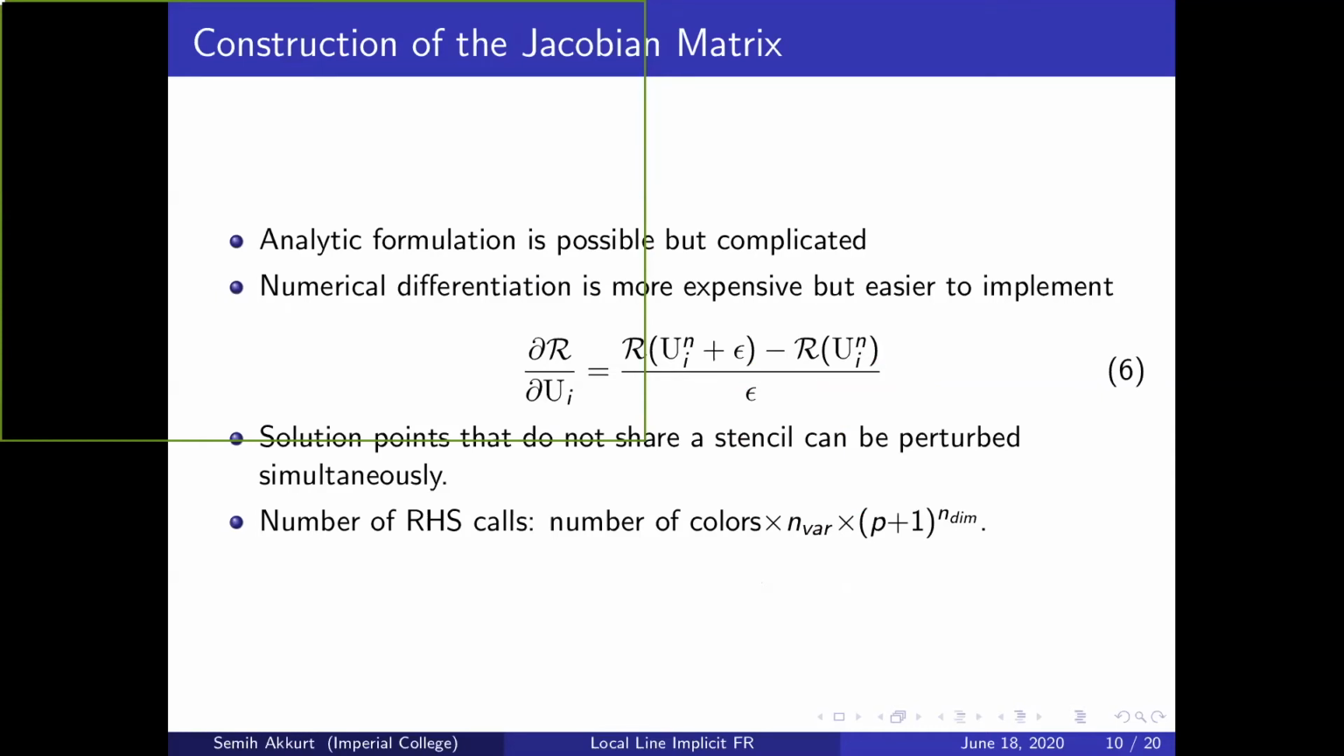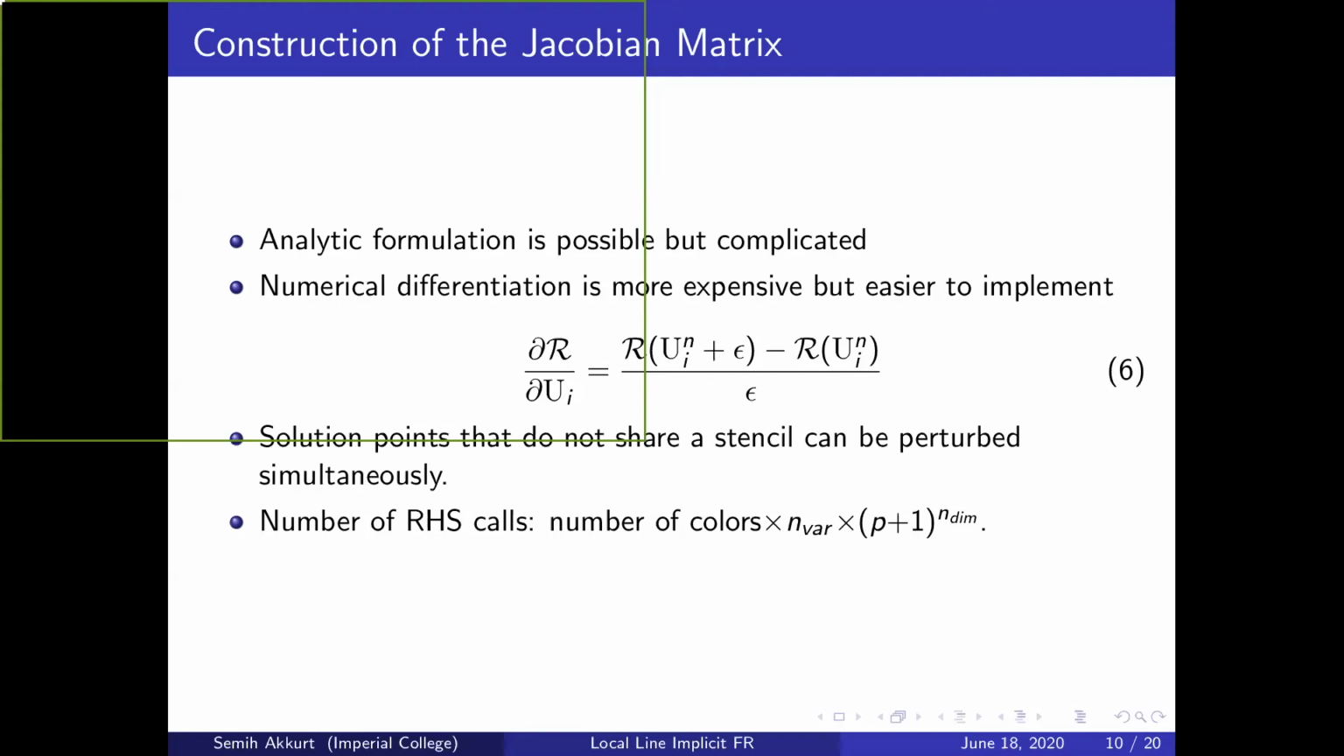So in terms of construction of the Jacobian matrix, there are three different methods. The first one is the analytical formulation. It is indeed possible, but complicated. The other way of choosing the Jacobian matrix is by doing some numerical differentiation. This is more expensive, but easier to implement. So in the beginning, I decided to go with this approach.